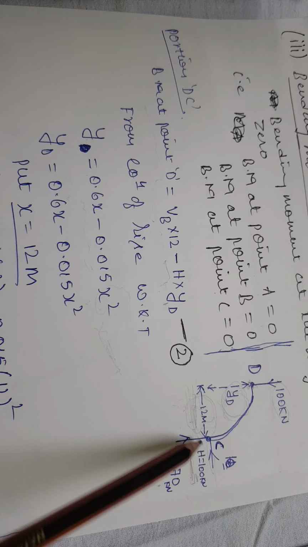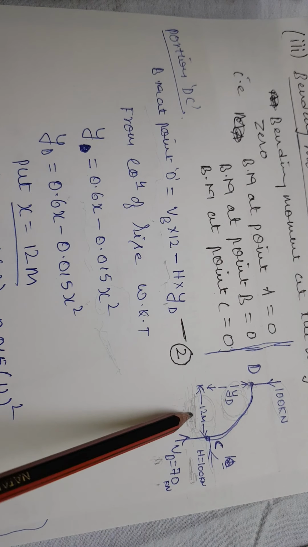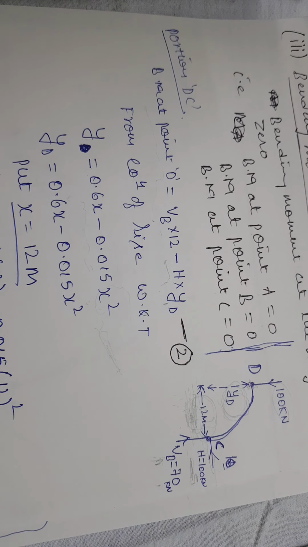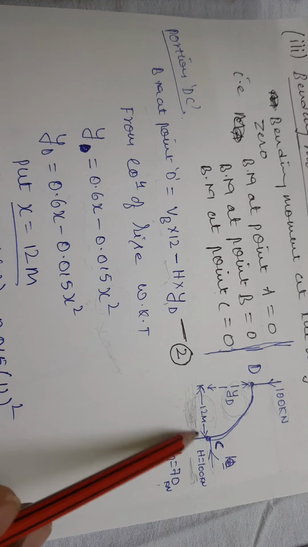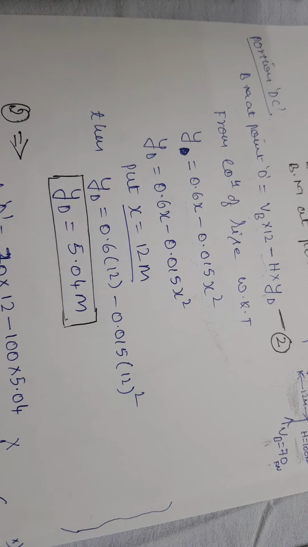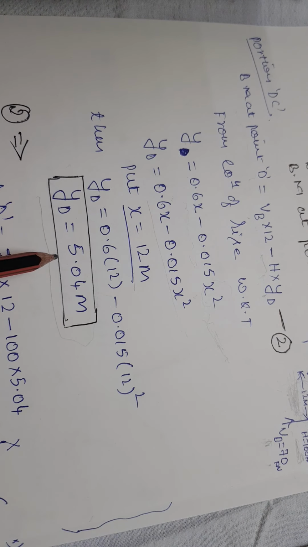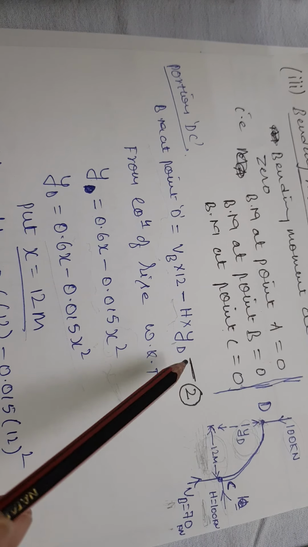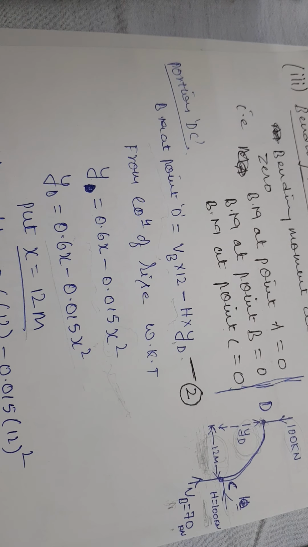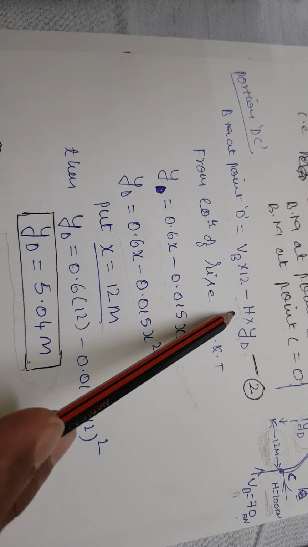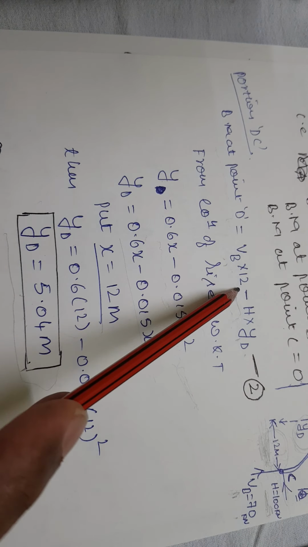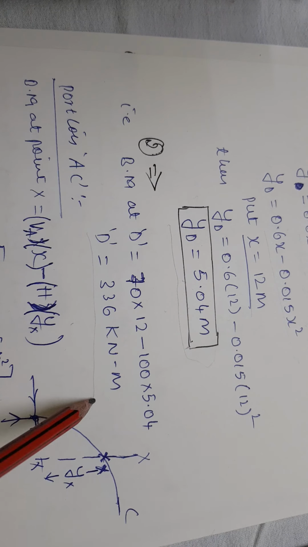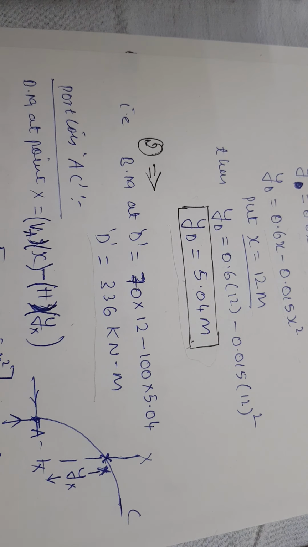Sorry, this x remains the same, it is 12 only. The perpendicular distance you can consider from the other side, but the x distance remains the same, 12. If you substitute x as 12, you will get YD, that is the vertical distance, which is 5.04 meters. Then after getting YD, you substitute in the above equation YD as 5.04, H as 100, VB as 70, and you will get this value. This is the bending moment with respect to the point D where the load is acting.